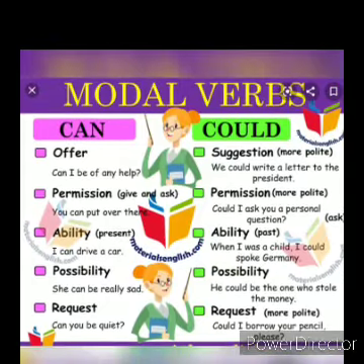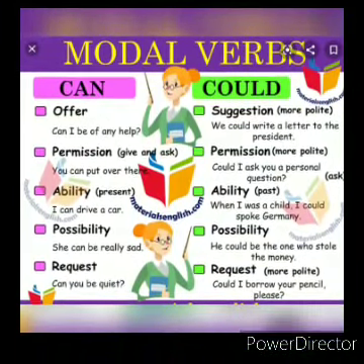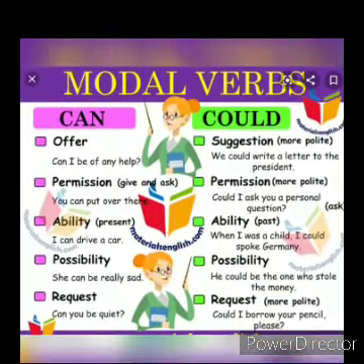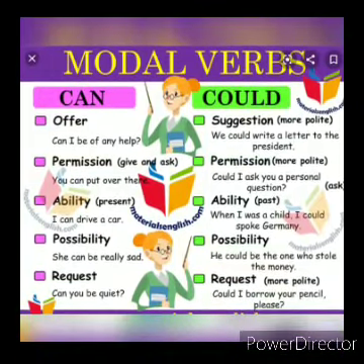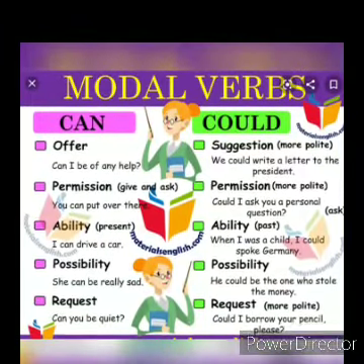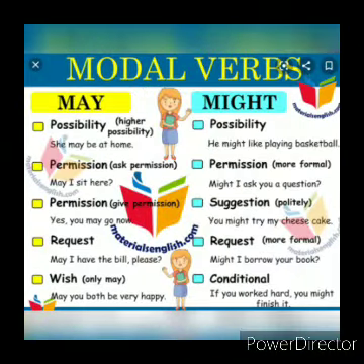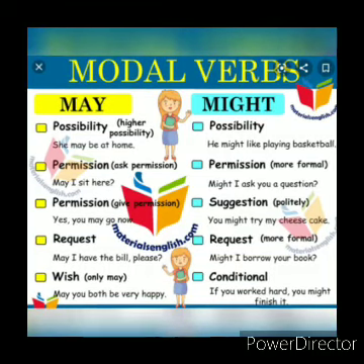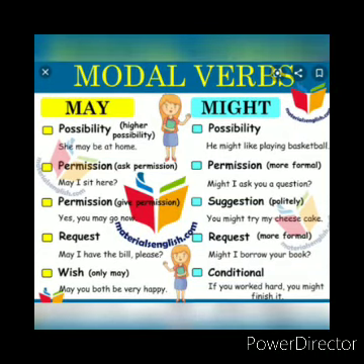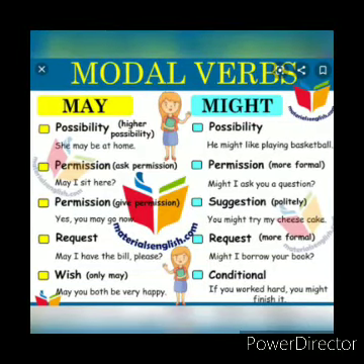Next, can and could. Can is used for offer, permission, ability, possibility and request. Could is used for suggestion, permission, ability, possibility and request. You can go through the examples given here. May and might. May is used for higher possibility, permission, request and wish. Might is used for possibility, permission, suggestion, request and condition.